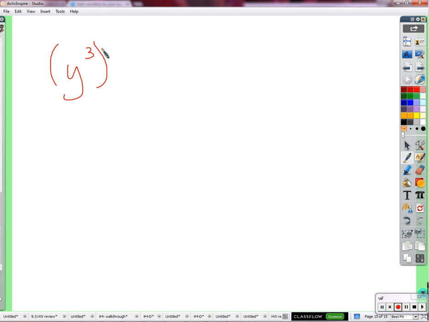So y to the third, to the sixth. Somebody tell me what they think the simplified form of this is and why. Blake. I think y to the power of 18. Why is that? Because you do six things of y times y.